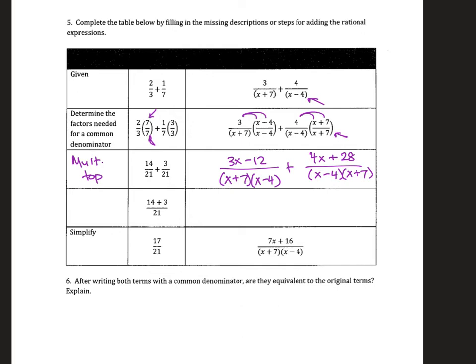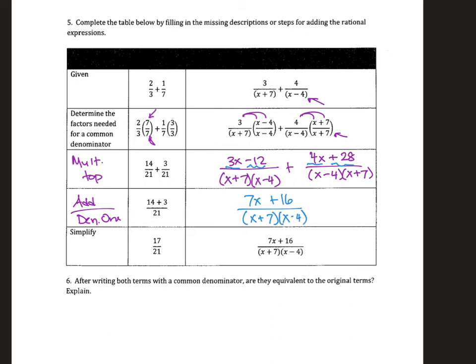The second piece then is to actually go through and add the tops together. The denominator, we just have one of those. When we're adding fractions, that denominator doesn't change. So 14/21 plus 3/21 is a total of 17/21. So when we go through the adding process, we need to look for like terms. The 3x plus the 4x is 7x. The -12 plus the 28 is +16. And once again, our denominator is (x+7) times (x-4).